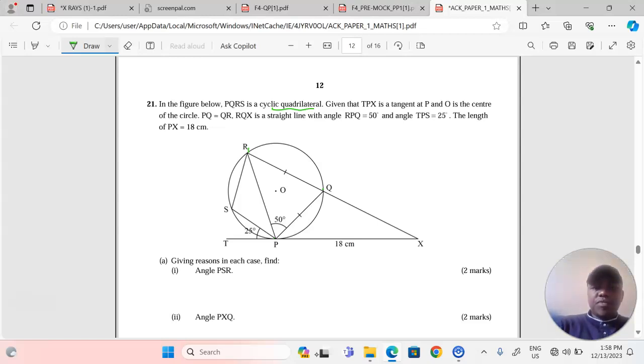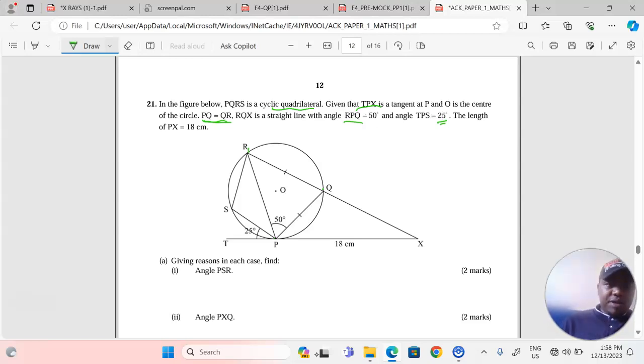Given that PX is a tangent at P and O is the center of the circle. Again, we are given that PQ equals QR, and we are also given that RQX is a straight line with angle RPQ equal to 50 as shown on the diagram. Again, angle TPS equals 25 degrees as also shown in the diagram.